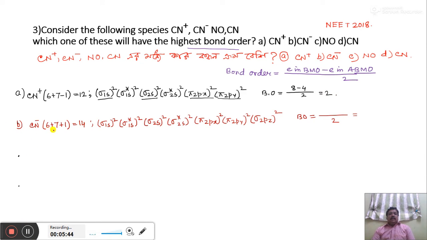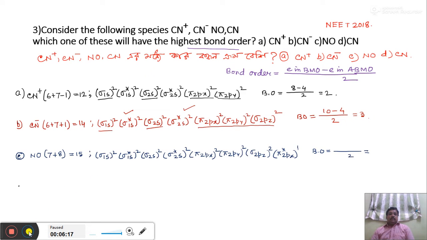In second case, cyanide CN minus, total electrons is 14. Its electronic configuration is sigma 1s2, sigma star 1s2, sigma 2s2, sigma star 2s2, pi 2px2, pi 2py2, sigma 2pz2. Now sigma 1s, sigma 2s, pi 2px, pi 2py, sigma 2pz, these are 5 BMO which contain 10 electrons, and sigma star 1s and sigma star 2s are ABMO which contain 4 electrons, so its bond order is 3.